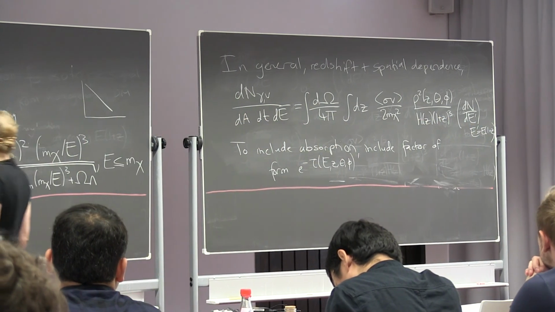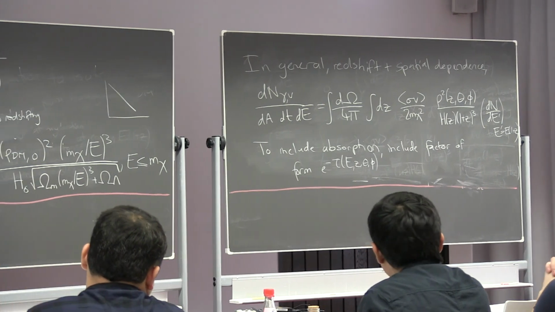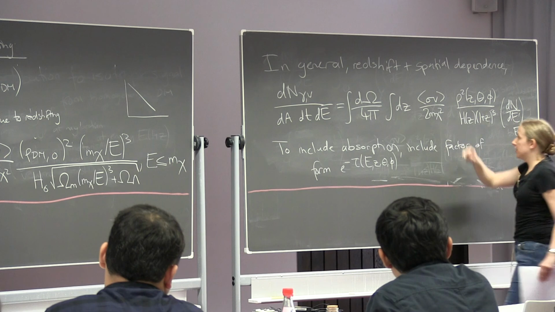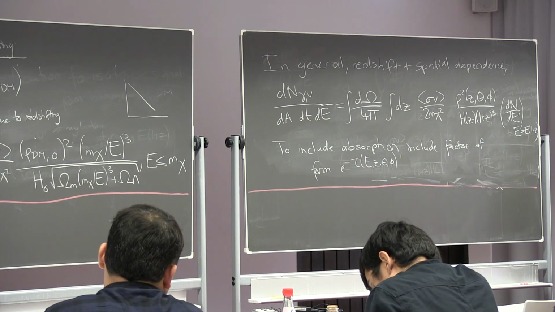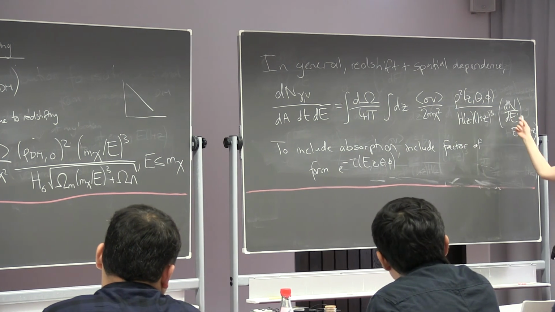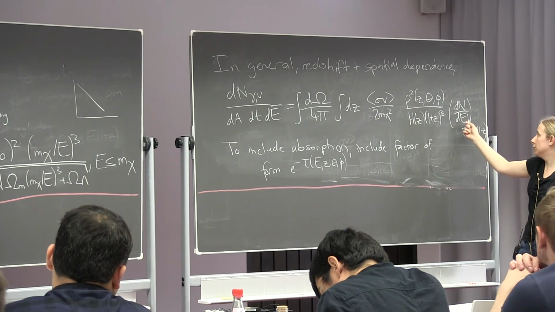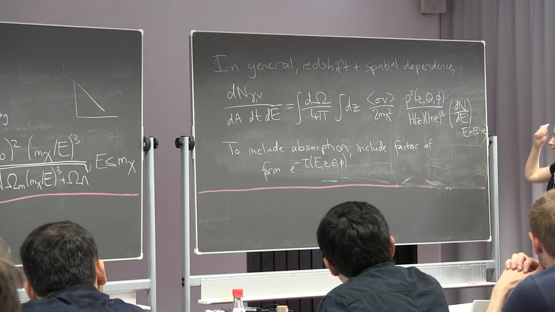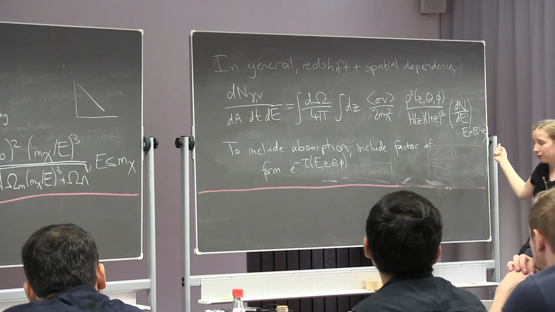So in this case, you can still separate some of the particle physics from the astrophysics. You can pull this sigma v over m chi squared factor out the front if sigma v isn't explicitly redshift dependent, but it's no longer possible to disentangle the spectrum. This spectrum as it enters into this is going to be intrinsically a function of redshift.